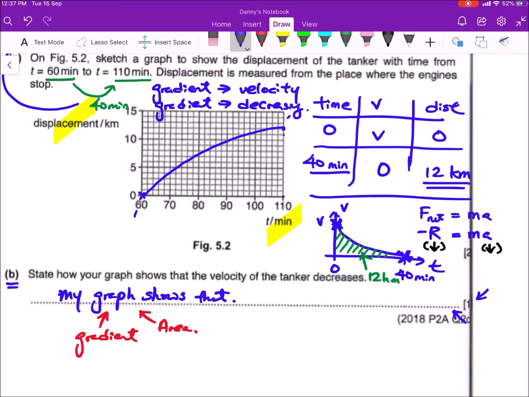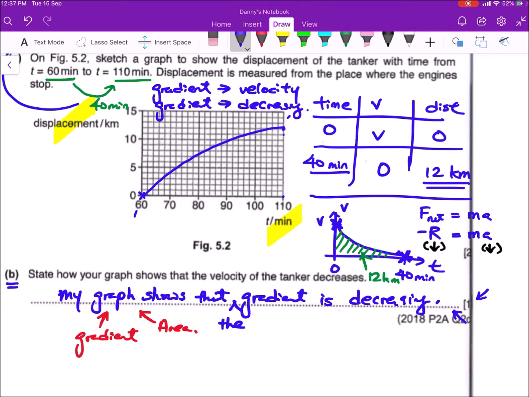So down here you can see that, where am I? Oh, okay, you just need to see that my graph shows that what? Gradient, yep, okay, shows that the gradient is decreasing. Okay, so if I just say that my graph shows that the gradient is decreasing, would I get the 1 mark?